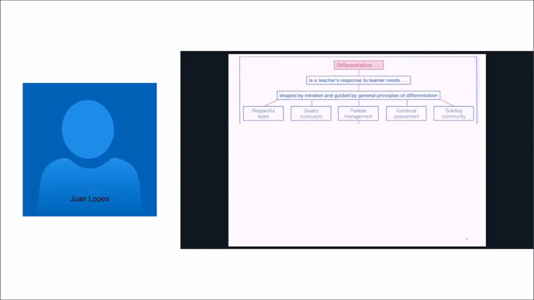And then there are different principles of differentiation. So we have to devise respectful tasks, tasks that will respect the student's pace and the student's preferences, for example. We have to have quality curriculum. So when we talk about including things in our curriculum, is it the kind of thing that will be conducive to learning? We need to have flexible management. So that has to do with classroom management and management of the lessons themselves.